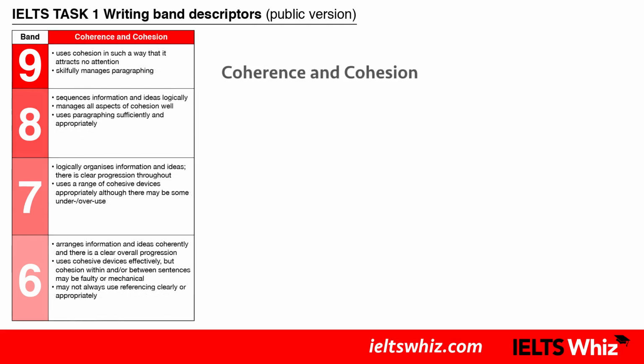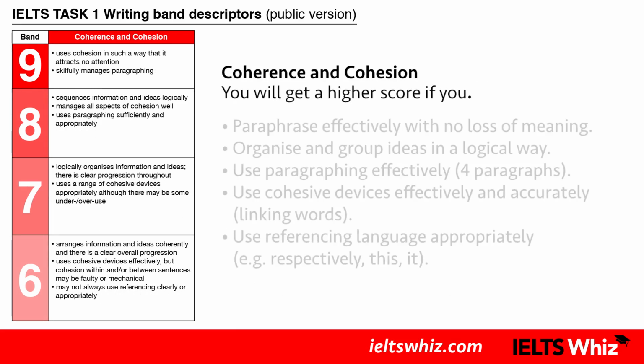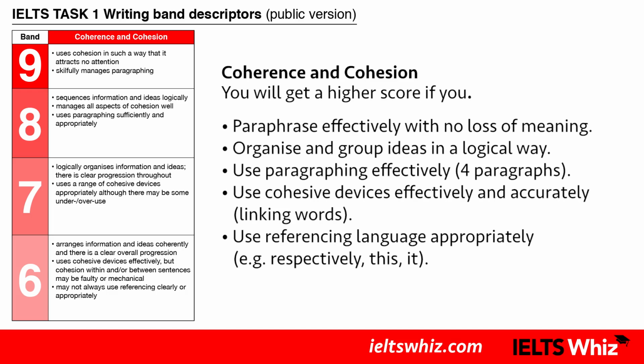Now we'll move on to coherence and cohesion. You'll get a higher score for coherence and cohesion if you paraphrase effectively with no loss of meaning, if you organize and group your ideas in a logical way, and if you also use paragraphing effectively. We recommend 4 paragraphs for writing task 1.